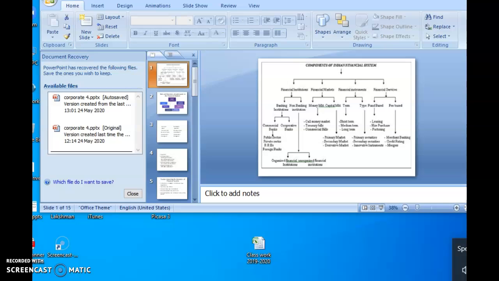The last component of the financial system is financial services. Fund-based services as well as fee-based services are both available. Examples of fund-based services are leasing, hire purchase system, franchising and venture capital. Fee-based services include merchant banking, credit rating and mergers. This is a brief overview of the financial system in our country.